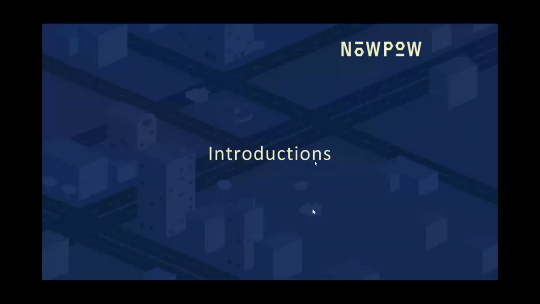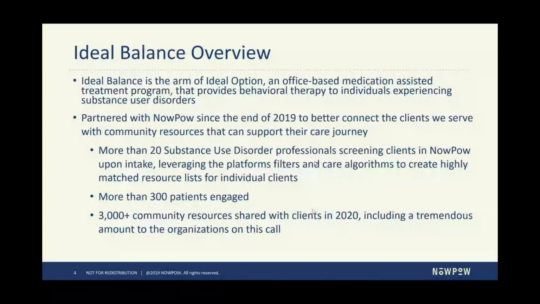So we've been associated with NowPow since late last year, and our clinical team so far this year has screened over 300 clients in Yakima, Benton, and Franklin County. We screen all the clients for the social determinants of health at assessment at intake, and we match those needs with the community resources. We're at 300 clients this year in the 3 counties here, and have actually shared over 3,000 community resources. And a lot of those resources, of course, are you guys.